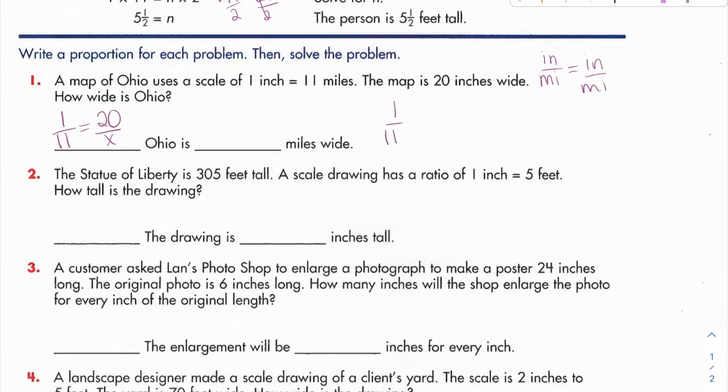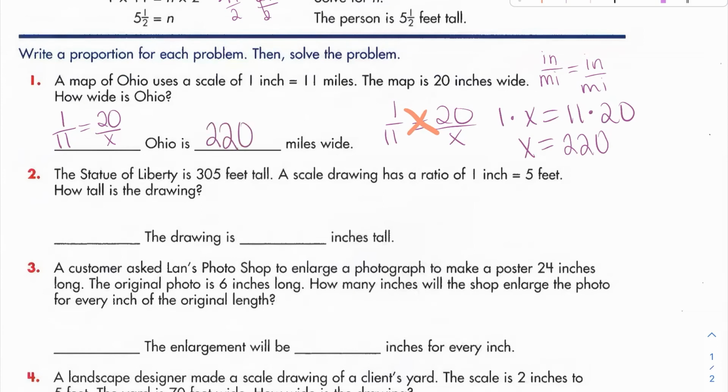I'm just going to bring it over here so I can have a little more room to solve. So we're going to cross multiply. 1 times x equals 11 times 20. Well, 1 times x is x, and 11 times 20 is 220. So Ohio is 220 miles wide.